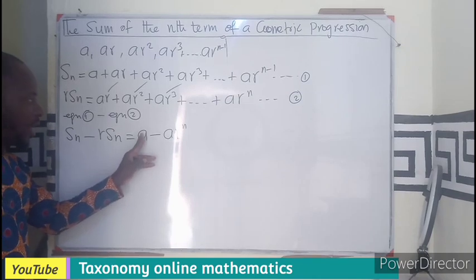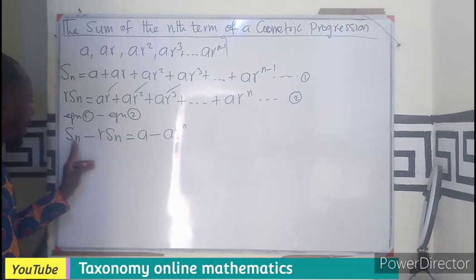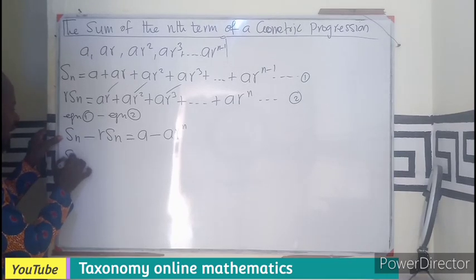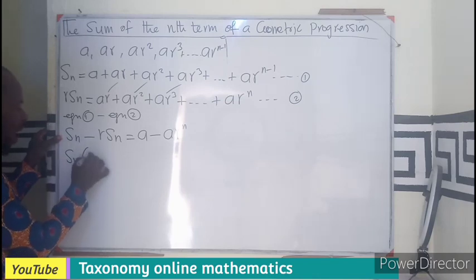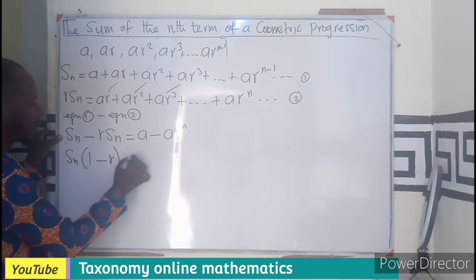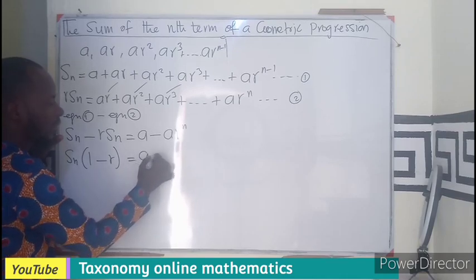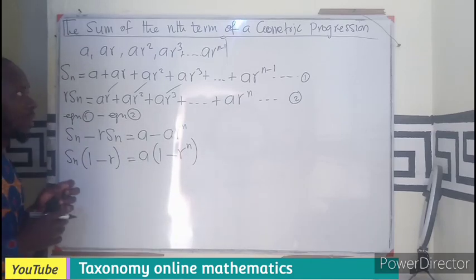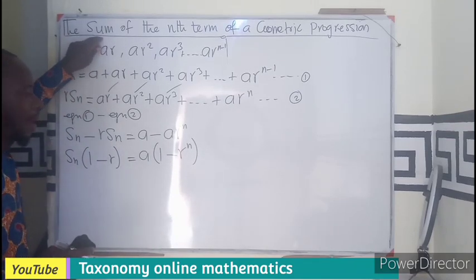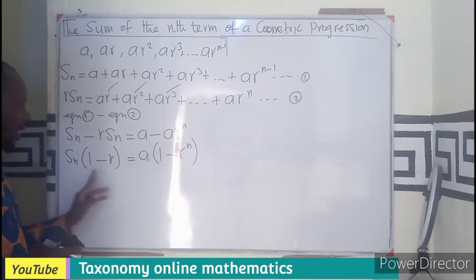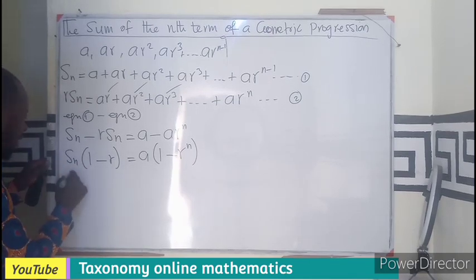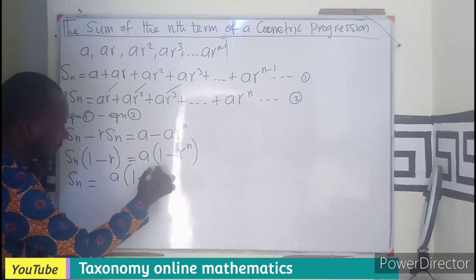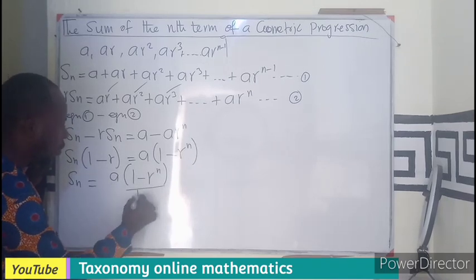But I can see a common term of Sn. So let's do factorization. If I factorize Sn out, I'll be left with only 1 minus r. Factorization of a into bracket, you are left with 1 minus r exponent n. But the topic is all about finding the sum, which is the Sn. So we divide through by 1 minus r to give us Sn equals a times 1 minus r exponent n, all over 1 minus r.